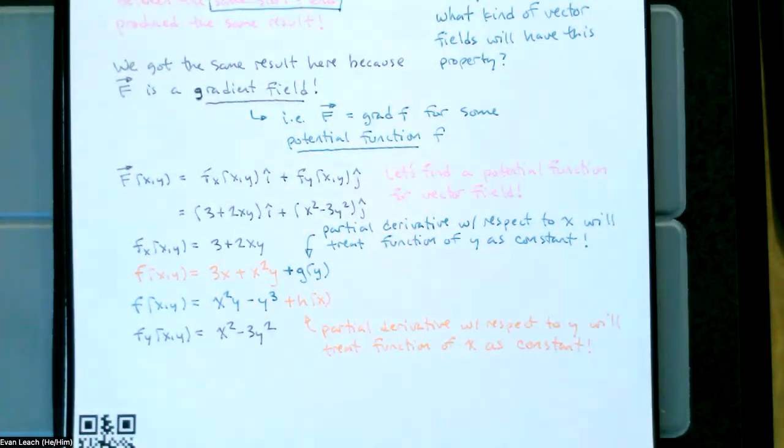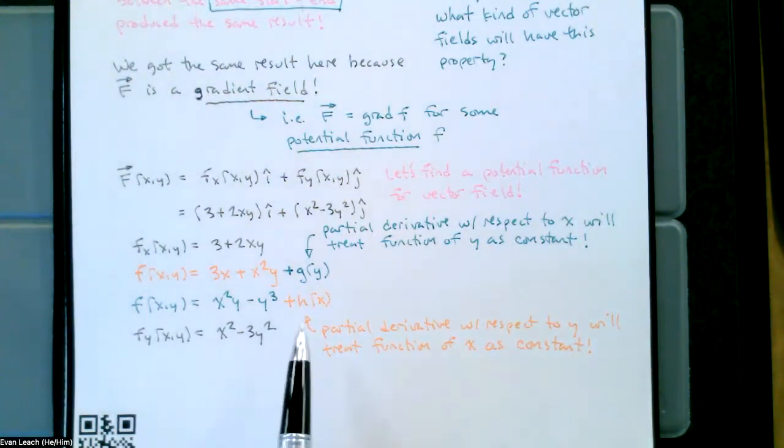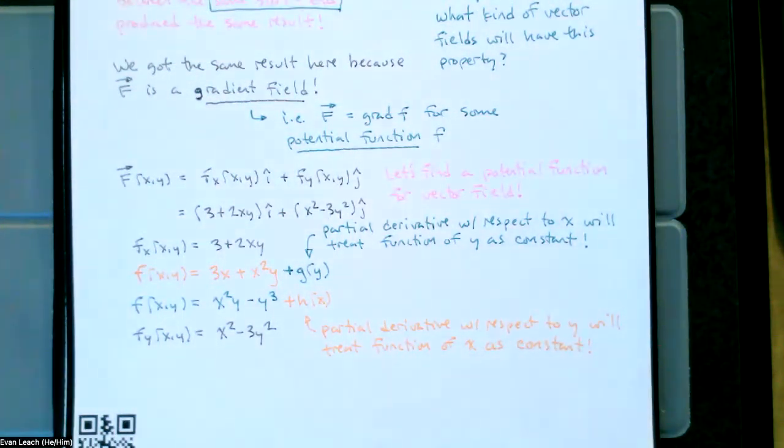Now we look at our two potential functions. And we see they have a term in common, x squared y. That one matches up. Notice that our potential function, when we integrated with respect to x, gave us a 3x. That must be the function of x that the partial derivative with respect to y treated as constant. Notice that when we integrate with respect to y, we have this term minus y cubed that we didn't have when we integrated with respect to x. That must be the function of y that the partial derivative with respect to x treated as constant.